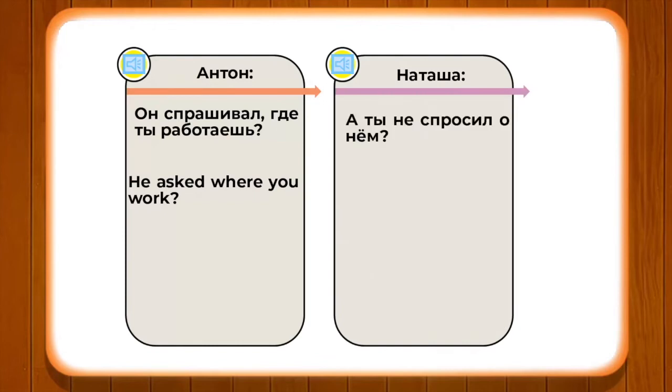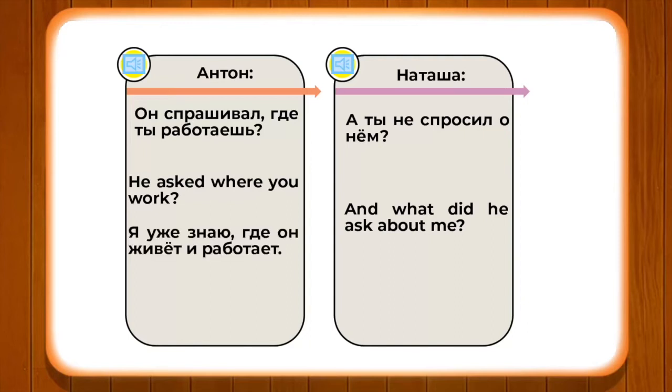Natasha: А ты не спрашивала о нём? Natasha is saying, а ты не спрашивала о нём? And you did not ask about him. So here, after о тебе, обо мне, we have the third expression, о нём. О нём. About the person. About him. Anton: Я уже знаю, где он живёт и работает. Then Anton is saying, я уже знаю. I already know where he lives and works.